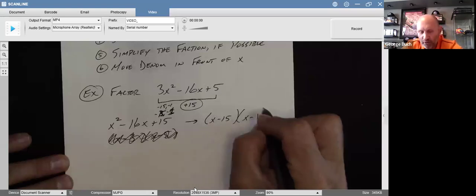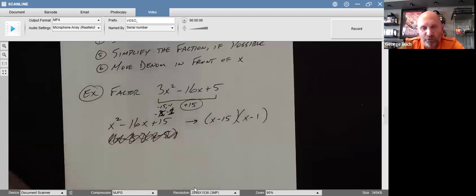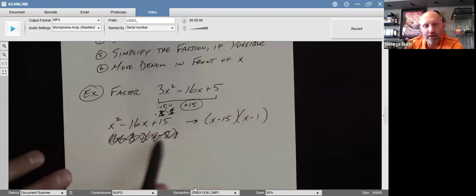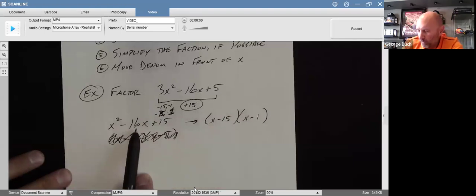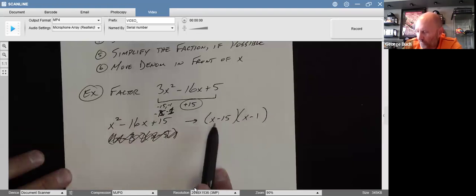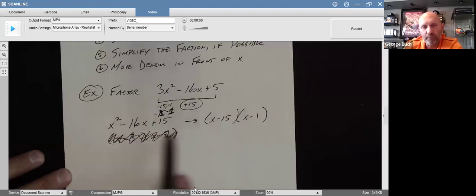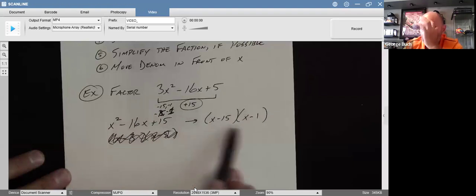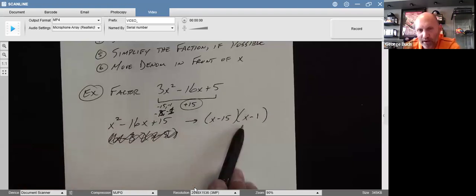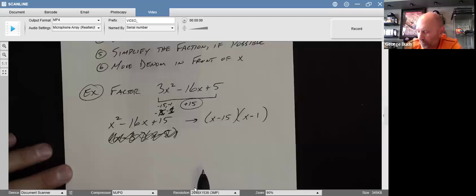So how did I catch that error? Maybe it's a good thing that I screwed that up. How did I know that that was wrong? Well, because if I would have tried to FOIL this, I was not going to get this quadratic back. But when I FOIL this one, this will give me x squared minus 16x plus 15. So now I know that this is right. And again, I apologize for the 3 and 5.